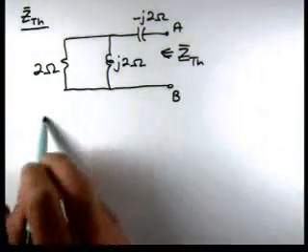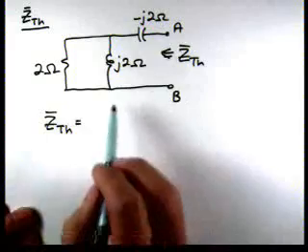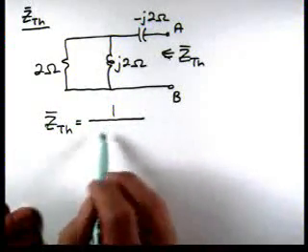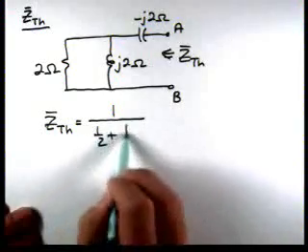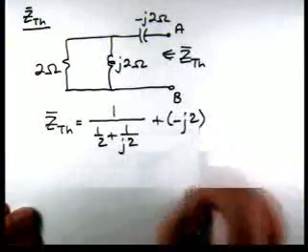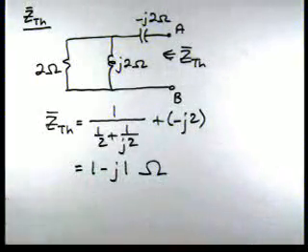So for Z Thevenin, we can just do impedance and admittance combinations. We have these two in parallel, so if I look at the admittances and take the reciprocal, I'll have 1 over 1/2 plus 1 over J2, plus a minus J2. So that gives us that Z Thevenin is 1 minus J1.